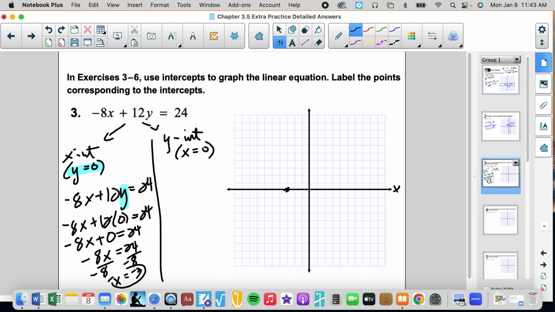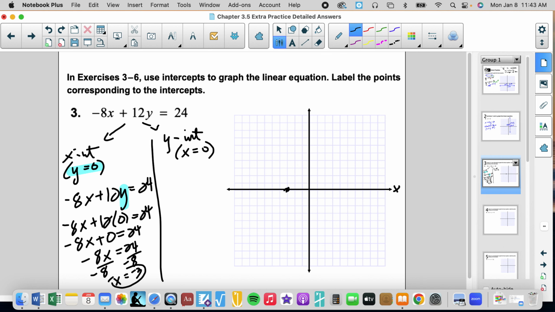Now if I want to find the y-intercept, I know that I'm going to plug in 0 for x. So you get negative 8 times 0 plus 12y equals 24. You get 0 plus 12y equals 24. 12y equals 24. Divide by 12. Y equals 2. And that is my y-intercept. So I go on my y-axis at 2, and I plot that. And that will be my y-intercept. So I have 2 points.